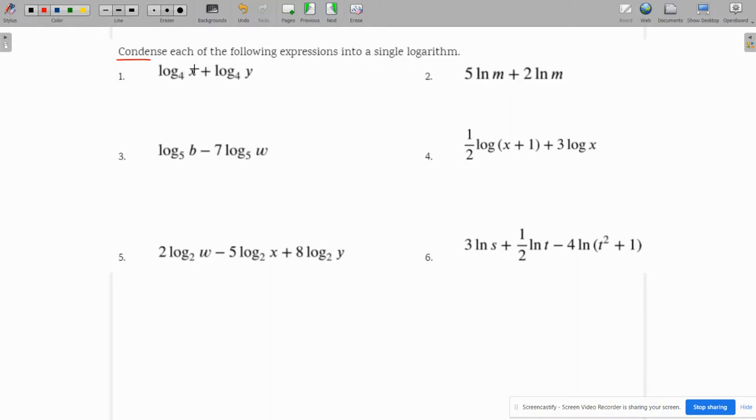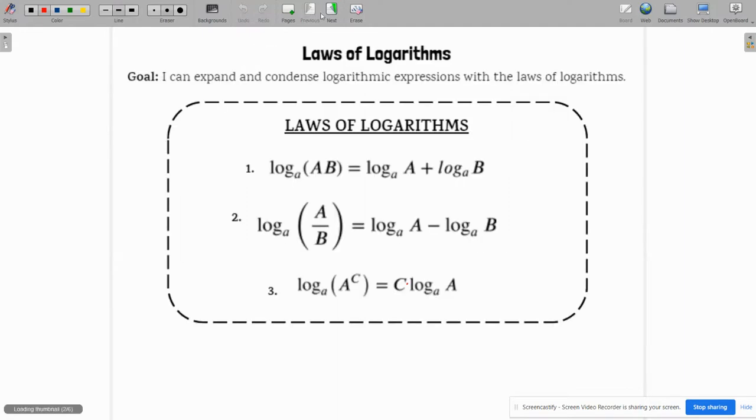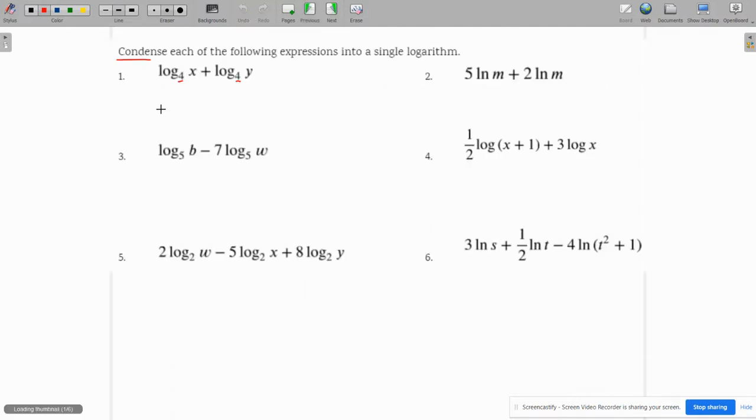So log base 4 of x plus log base 4 of y. I'm adding two logarithms that each have the same base. That's important. If they didn't have the same base, we wouldn't be able to do anything. But our first rule up here shows us that if you are adding two logarithms with the same base, it's the same as taking the log with that base of the product of A and B. So in this case, this would be the log base 4 of the product x times y. And you do need to put that in parentheses here.